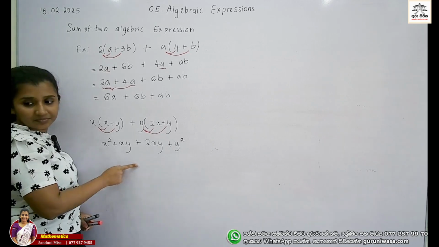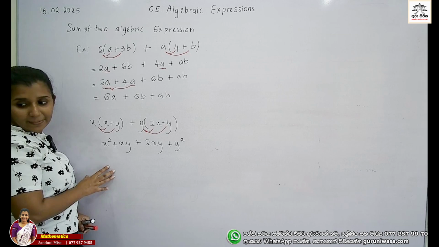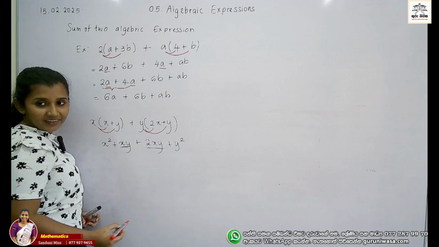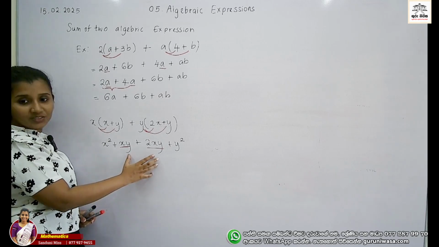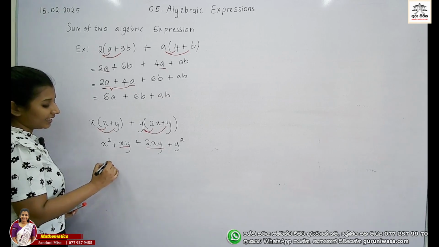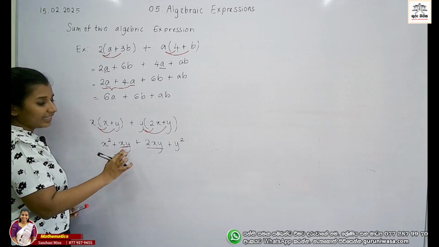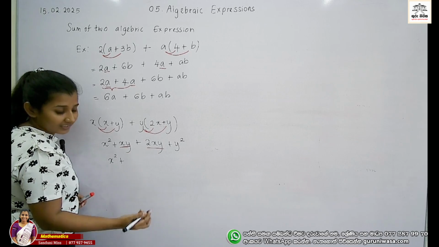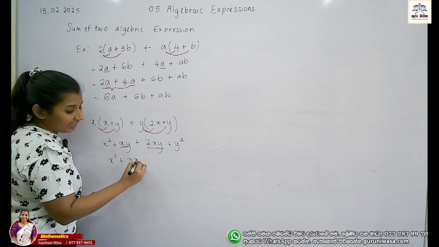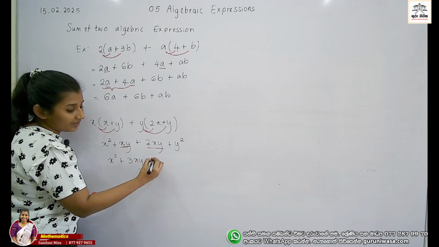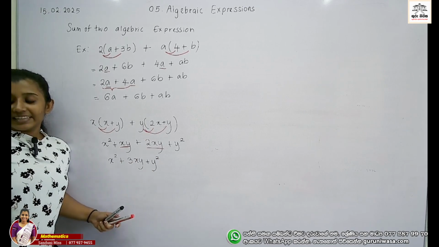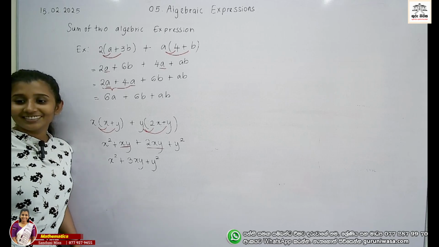What are the like terms? This and this, right? XY and XY. Can you see? These two are only the like terms. So we can have X squared plus XY plus 2XY is how much? XY plus 2XY, 3XY plus Y squared. Okay? Is it clear? Any doubts?